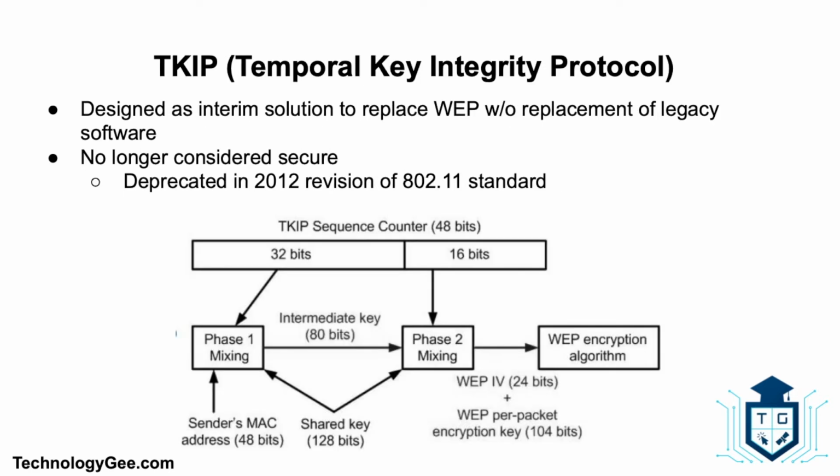Then we've got TKIP, or Temporal Key Integrity Protocol, a security protocol used in the 802.11 wireless network standard. TKIP was designed as an interim solution to replace WEP without requiring the replacement of legacy software. This was necessary because the breaking of WEP had left Wi-Fi networks without viable link layer security, and a solution was required for already deployed hardware. However, TKIP itself is no longer considered secure and was deprecated in the 2012 revision of the 802.11 standard.